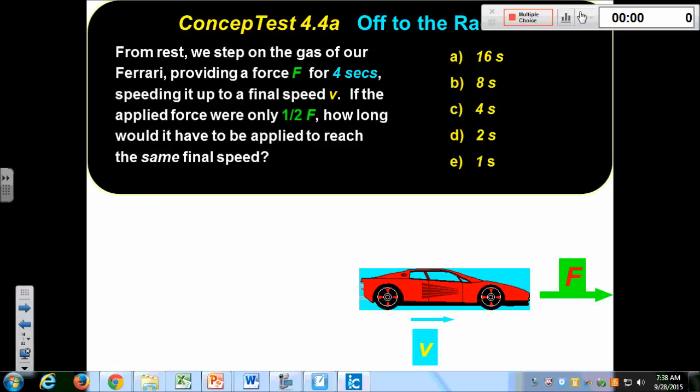All right, let's try a couple of these. From rest, we step on the gas of a Ferrari. We provide a force for 4 seconds, speeding it up to a final speed v. If the applied force were half F, how long would it have to be applied to reach the same final speed? So I apply a force for 4 seconds, get up to speed v. If I apply half the force, how long to get to that same speed?